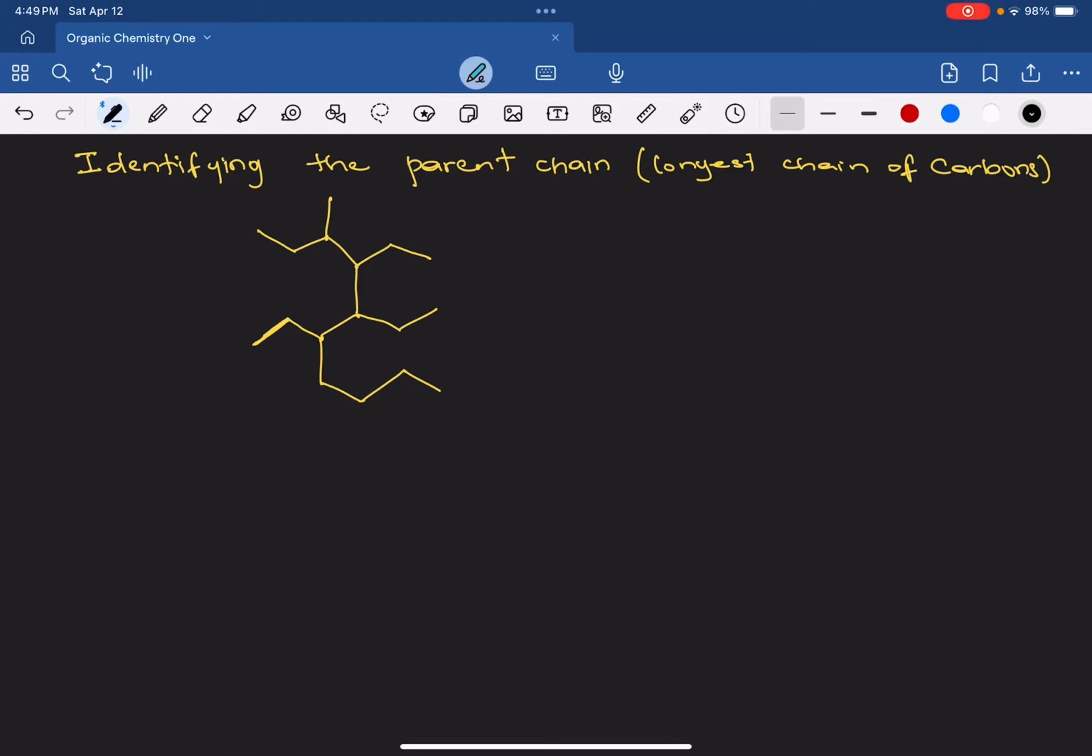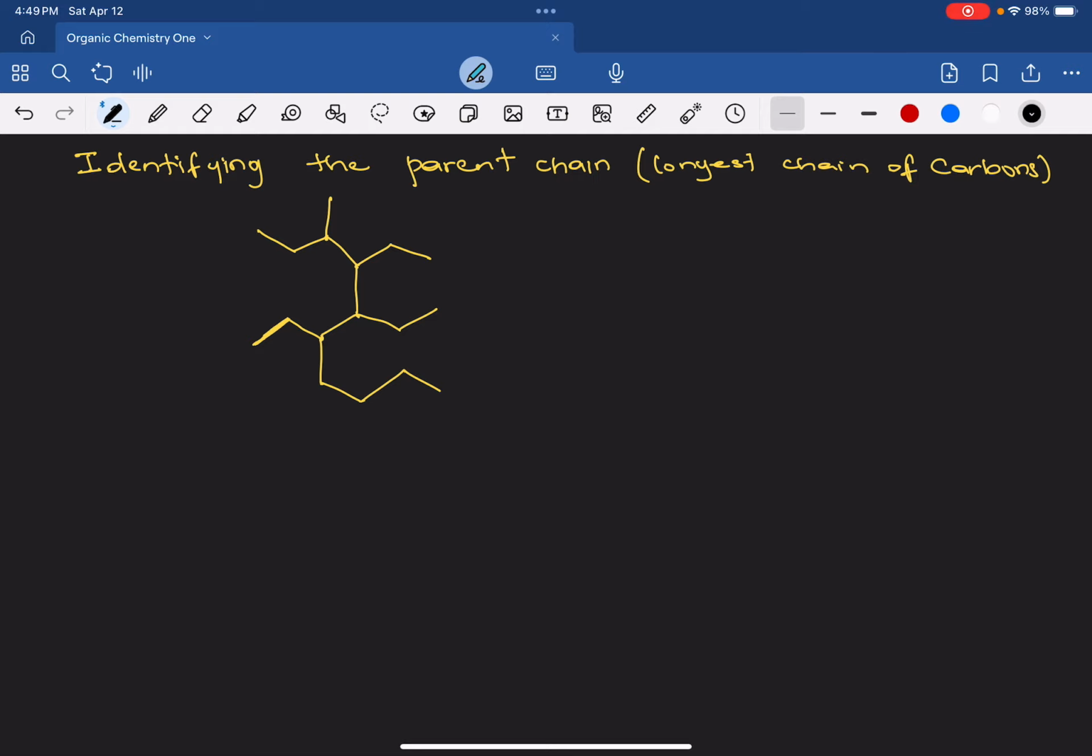In order to be able to name any molecule in organic chemistry, you have to be able to identify the parent chain, also known as the longest chain of carbon. So let's use the example that we have drawn here to talk about how to identify your parent chain, or your longest chain of carbon.